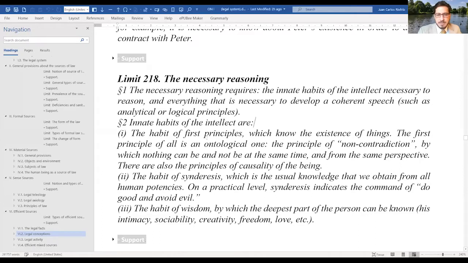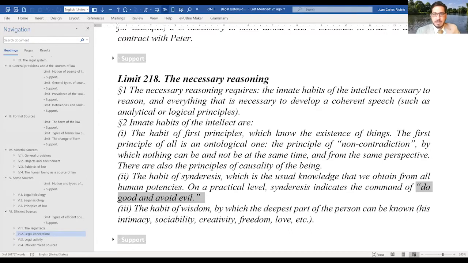And what kind of habits could there be? Three kinds of habits. First, the ontological habits. Second, the practical habits, and then the habits of the person. It's so deep. Wisdom. The first one is so simple, for example, the principle of non-contradiction. It's clear: all things that are in some way are not in the contrary way. There shouldn't be any kind of contradiction. Or the habit of synderesis. In the practical level, synderesis means a command to do good and avoid evil.